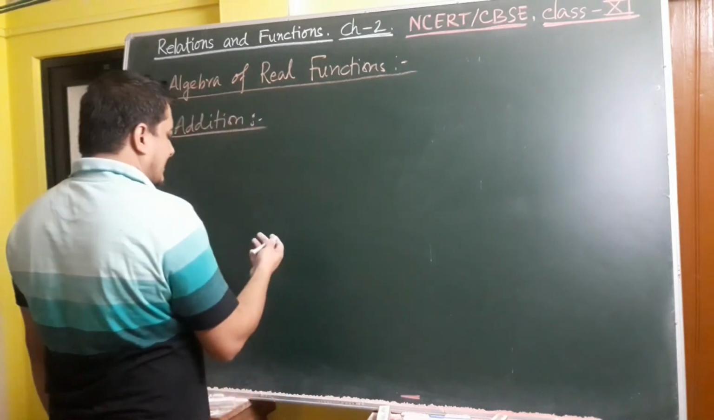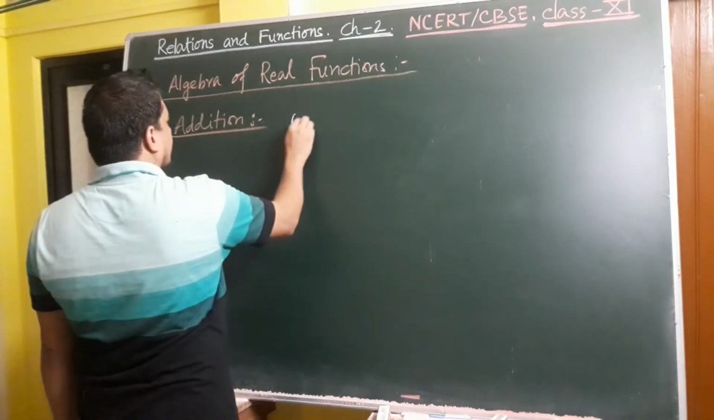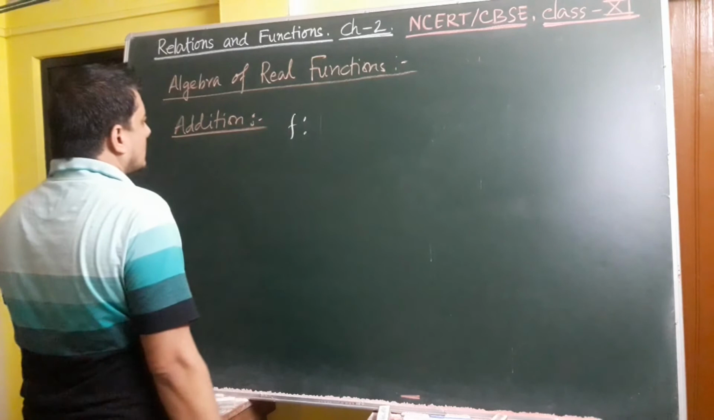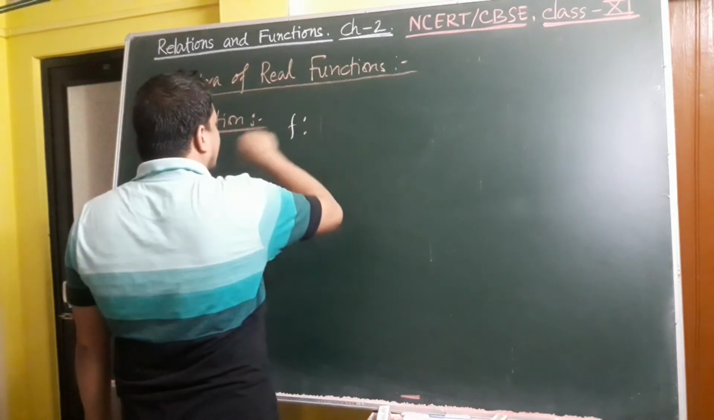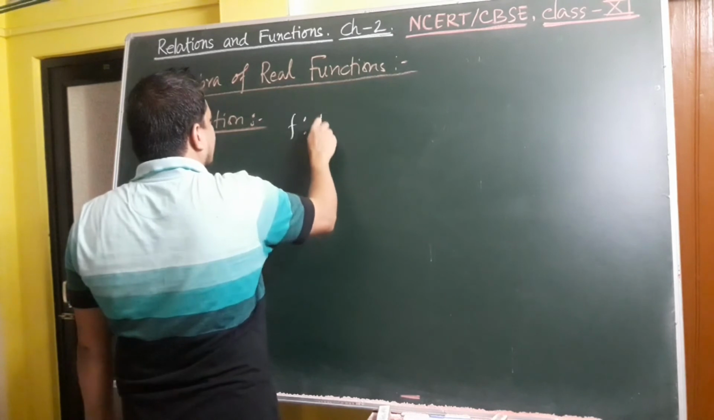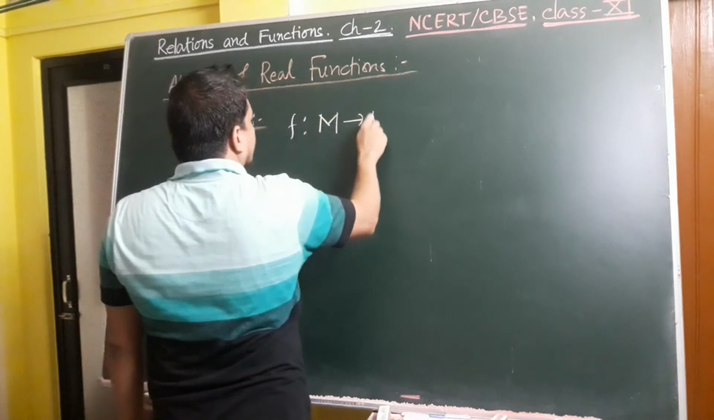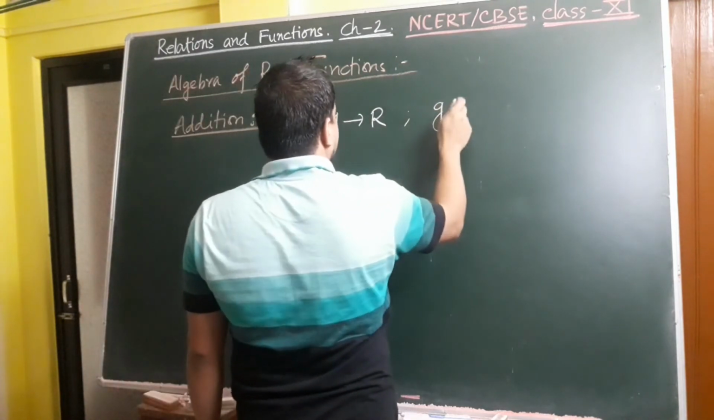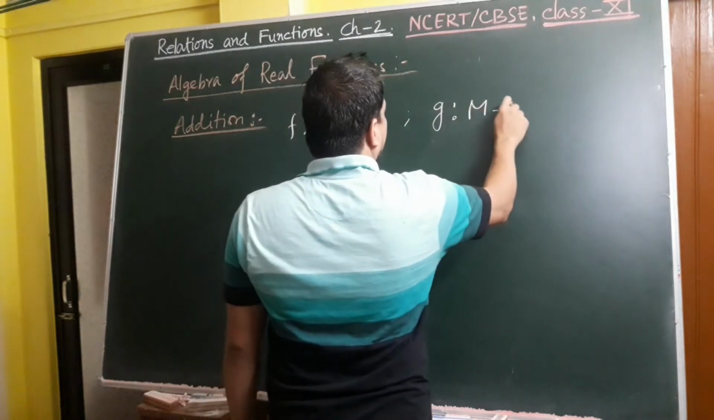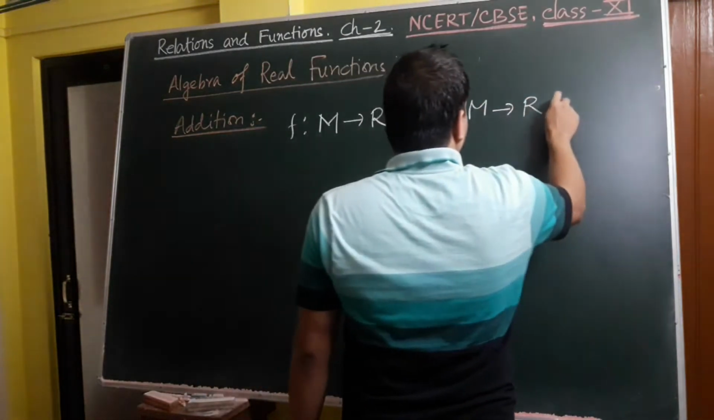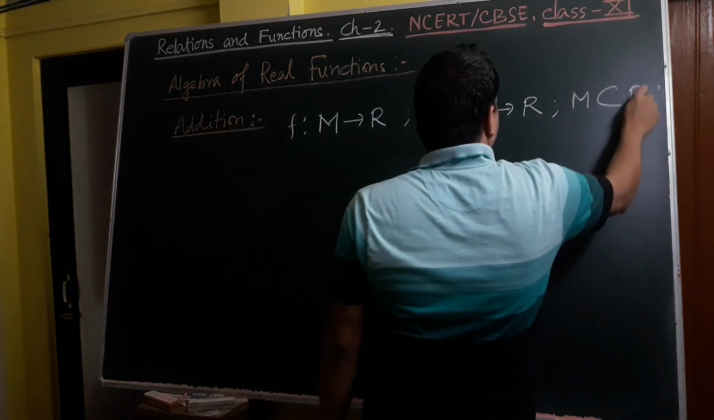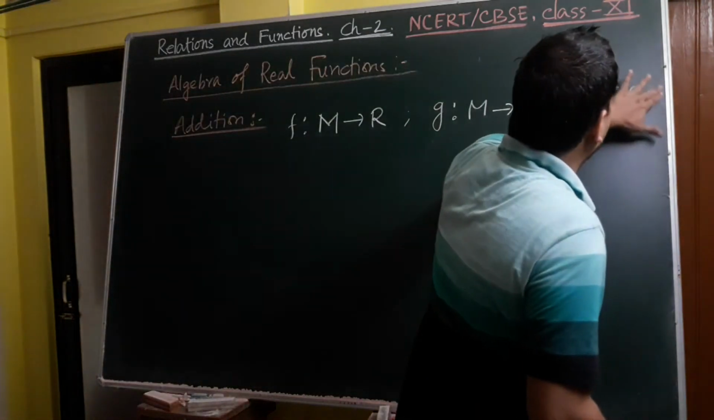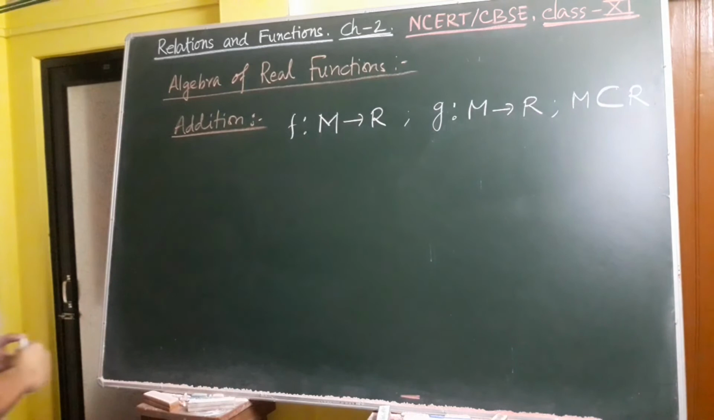Say there is a function f from, take it as any letter, I'll take it as M, to R. This is the domain and range. And say there is one more function g from M to R. Also remember that in this case M is a subset of R.